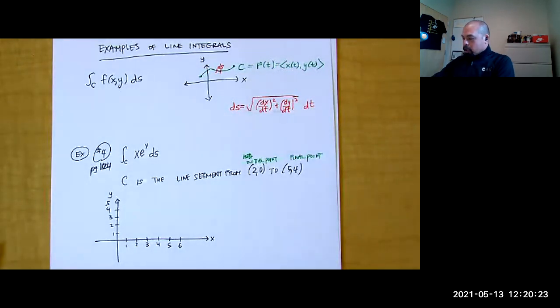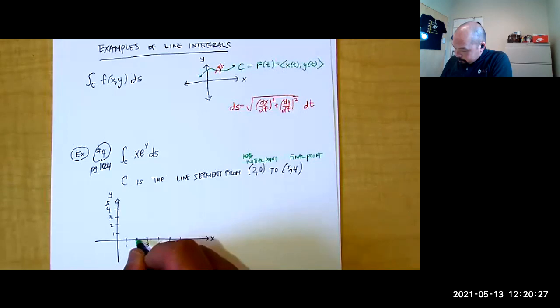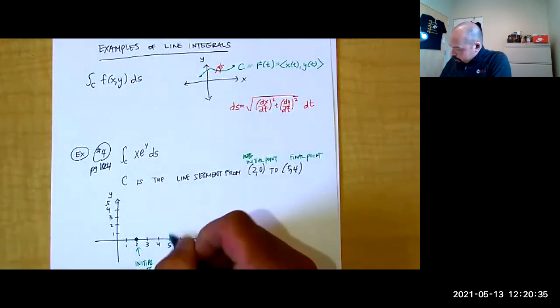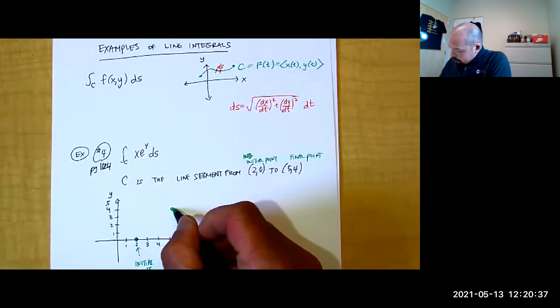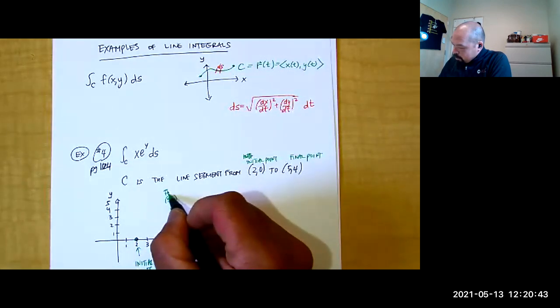All right, so let's start to work on those. Our path starts at that point, x is 2, y is 0. There's my initial point. And we're stopping at (5, 4), as best I can line that up. There's my final, or my terminal, point.